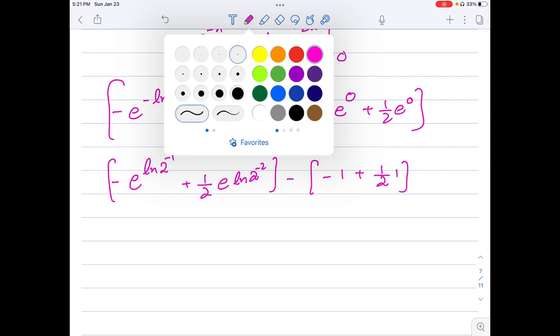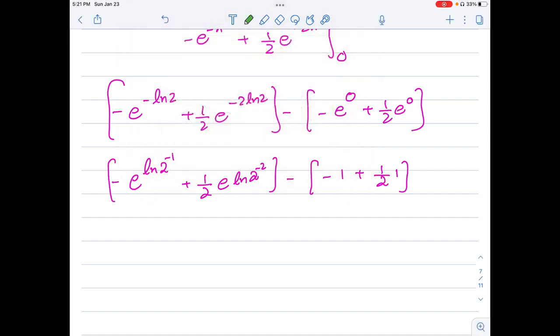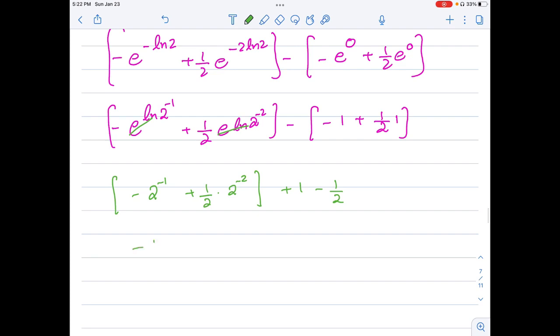Now we know a property that e to the power of ln 2, e and ln get cancelled. So I get minus 2 to the power of minus 1 plus 1 upon 2, 2 power minus 2, minus times minus is plus 1 minus 1 upon 2. So it becomes minus 1 upon 2 plus 1 upon 8 plus 1 minus 1 upon 2. 1 upon 2 and 1 upon 2 get cancelled. What's going to be the answer? 1 upon 8. That is the answer required to be proved.